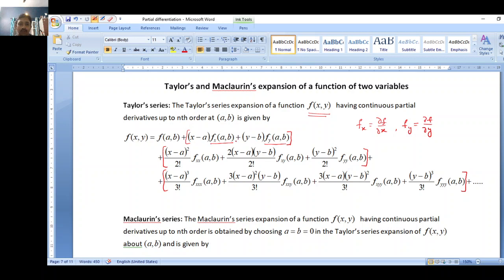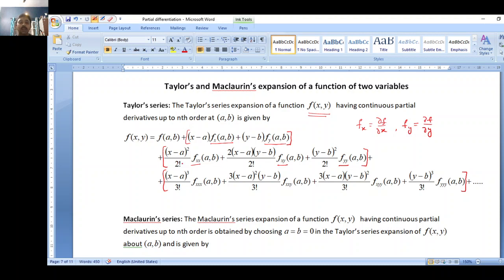And as you can see, I have grouped these two because these talk about the first order derivative terms, and correspondingly the first degree terms as well. So x minus a is one term and y minus b is the other term. Similarly, when you go for the second order derivative terms, as we know, there are going to be three different terms: fxx, fxy, and fyy, assuming that fxy is the same as fyx.